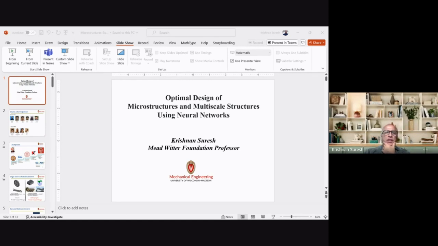Unfortunately, trying to do this all in one single shot, trying to analyze the whole structure in one computer run, is very, very expensive and very difficult, and also an overkill. You may not want to do that. So the question is, how do we go about analyzing these multi-scale structures?